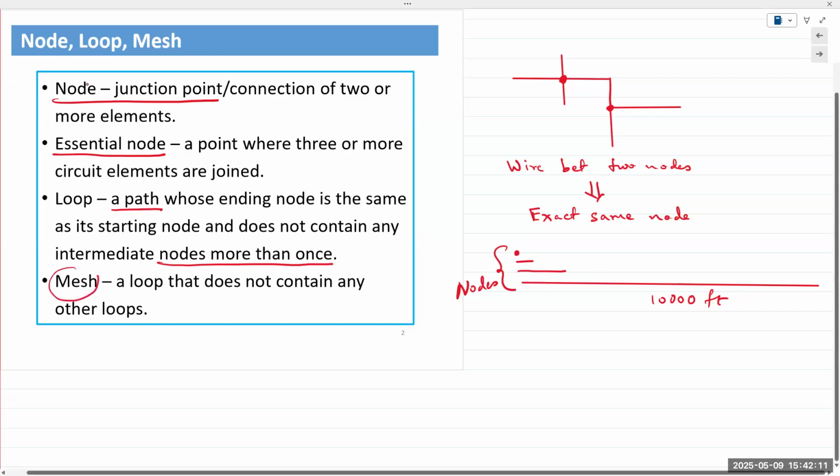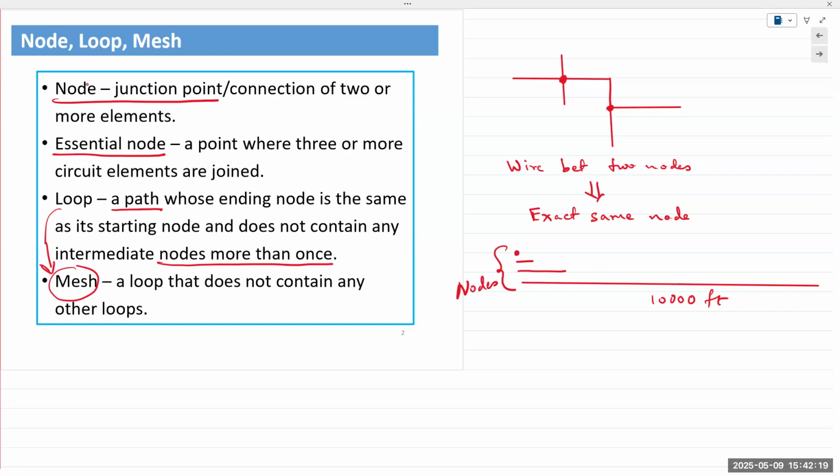And then a mesh is a subset of a loop, and it does not contain any other loop inside it. A mesh is a subset of a loop that does not contain any other loop inside it. I'll explain what it means on the next page.